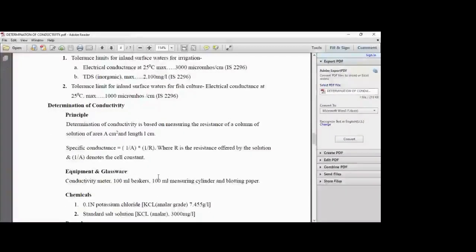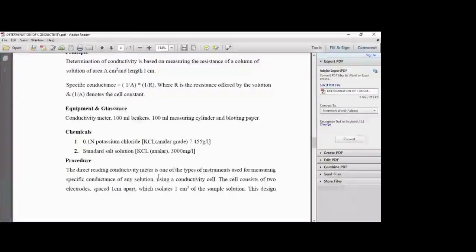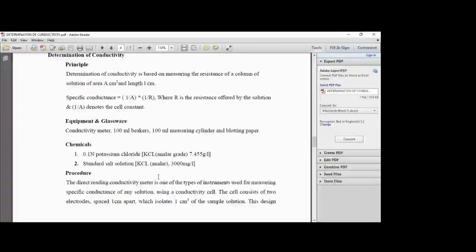Now let's see the principle part. The procedure part I won't be explaining because it is a simple experiment. I will be performing it, and then you can see the video. It is very easy to understand.